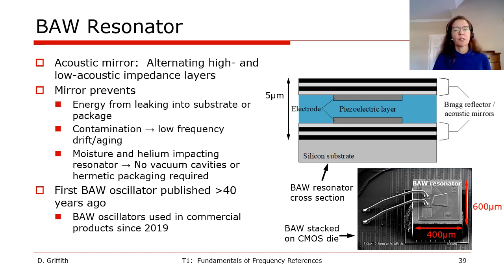The dual Bragg structure protects the BAW resonator from moisture and helium contamination, which also makes higher cost vacuum cavities or hermetic packaging unnecessary. In the lower right, you can see a view from the top where the BAW device has been mounted on and wire bonded to a CMOS die. The irregular shape of the resonator is optimized to reduce spurious resonance modes. BAW resonators and oscillators are not new. The first one was published more than 40 years ago, but BAW resonators have only been used as oscillators in commercial products since 2019.